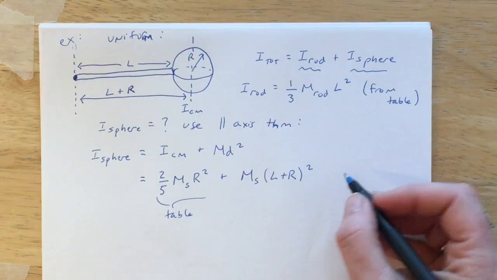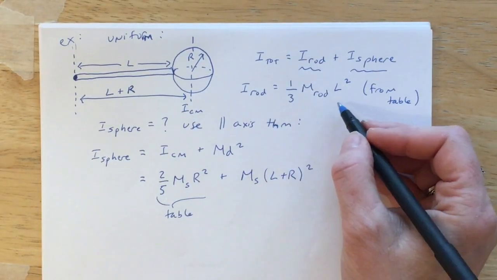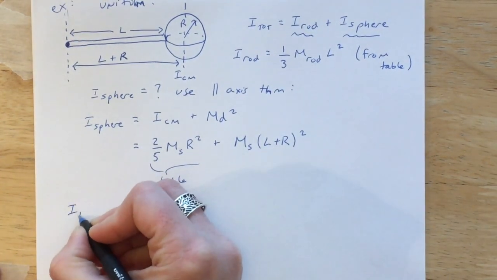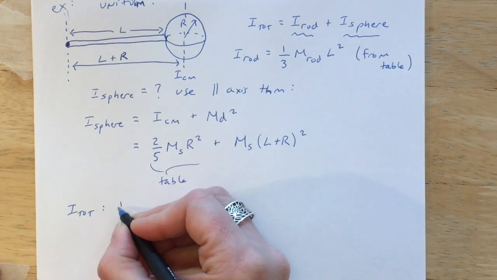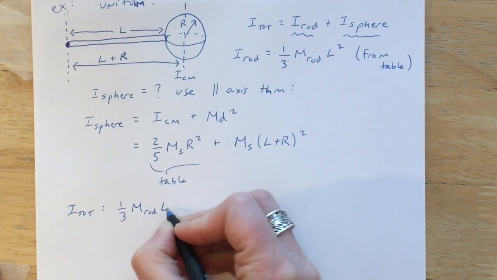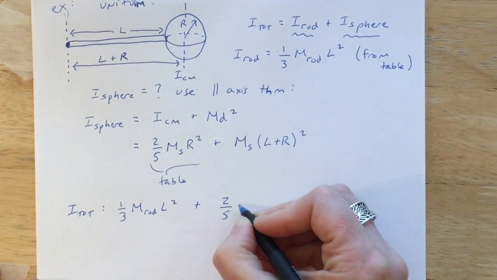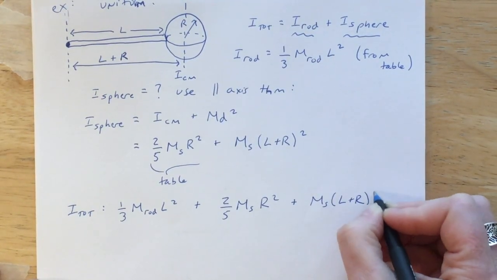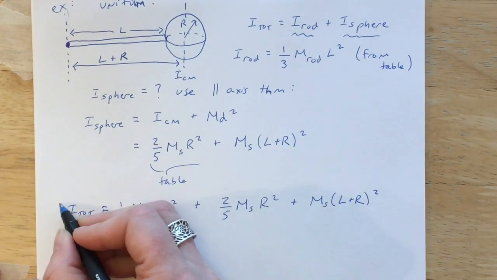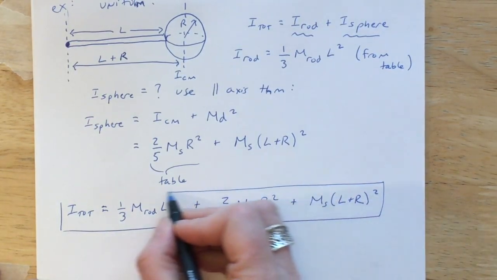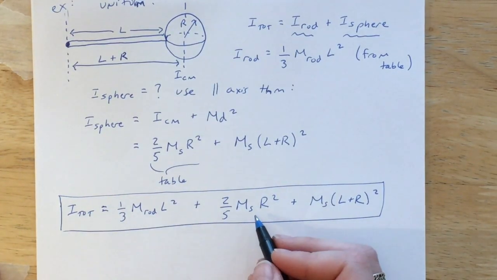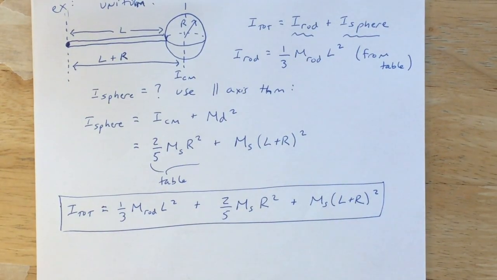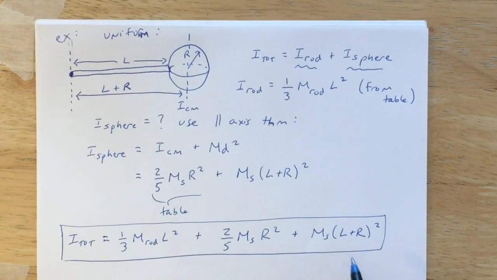So that gives us then the moment of inertia of the sphere and the moment of inertia of the rod. And so we end up with the result for the total moment of inertia of the system being simply 1/3 times the mass of the rod, L squared, plus 2/5 mass of the sphere, R squared, plus mass of the sphere, L plus R quantity squared. And there is no reason to simplify that. You can just leave it like this because the mass of the rod and the mass of the sphere are different, and we're not given the values for L and R. So that is our result for the moment of inertia for that system.